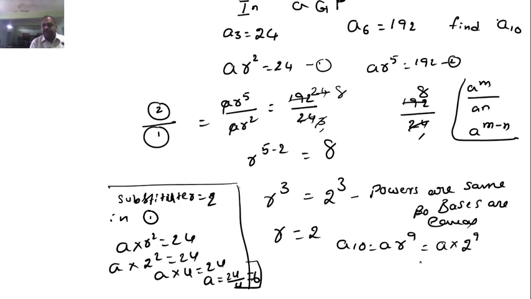r value is 2, a value is 6. So a means 6 into 2 to the power of 9. This is the 10th term.